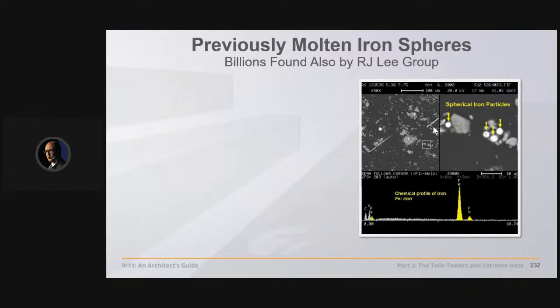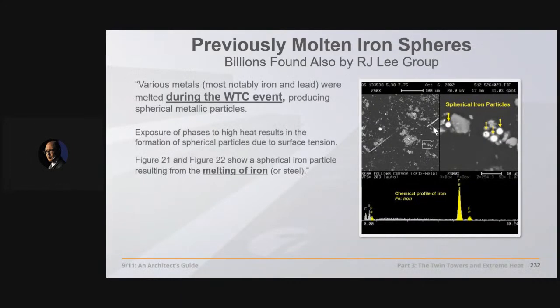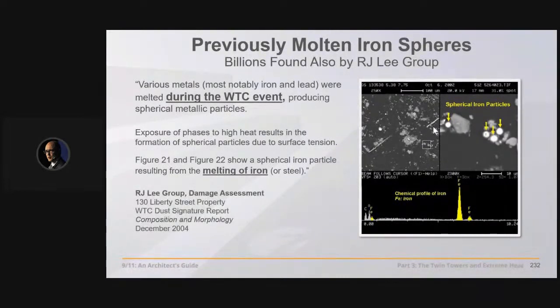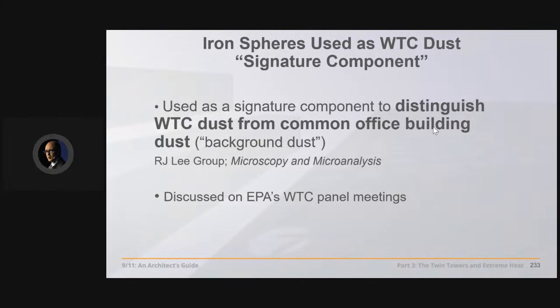And they're also found by the R.J. Lee Group, environmental concern, who says, I don't know where these came from, but they're formed during the event. They can, because of the round surface, as you see. That indicates a process formed during the event. And these are distinguished from common office building dust. The WTC dust is distinguished by these spheres, which they have no idea what the origin is, which comprise up to 6% of some of the dust samples.